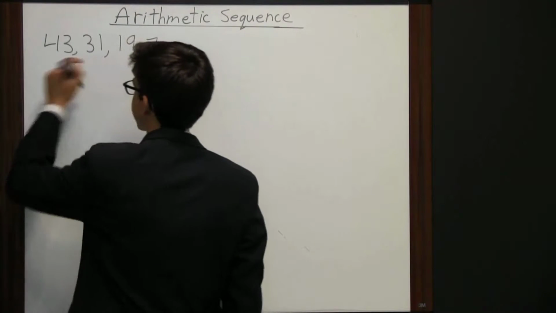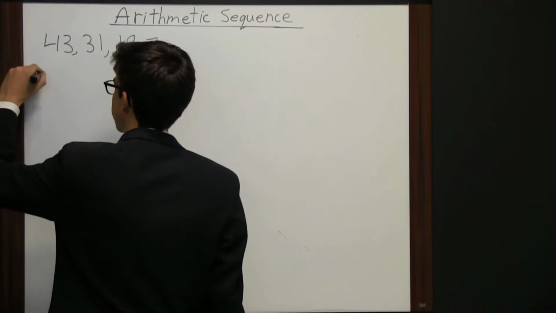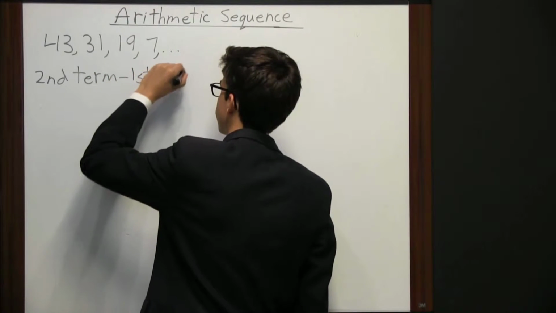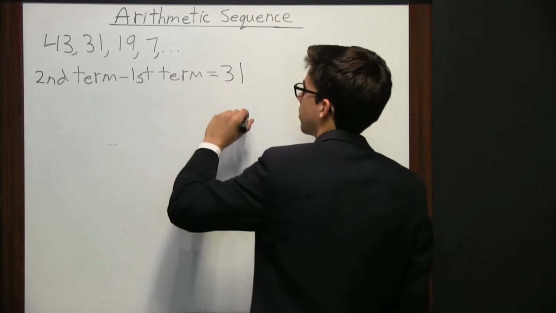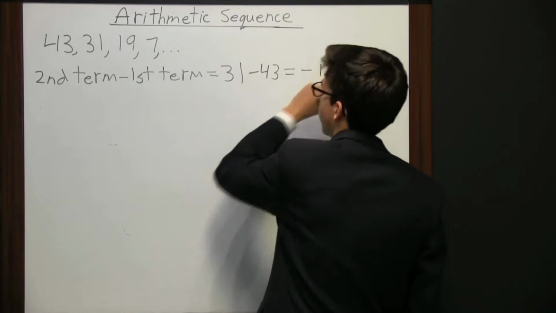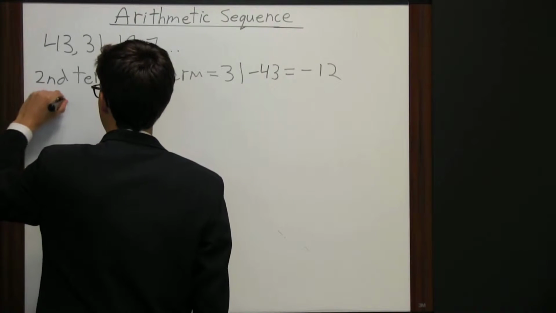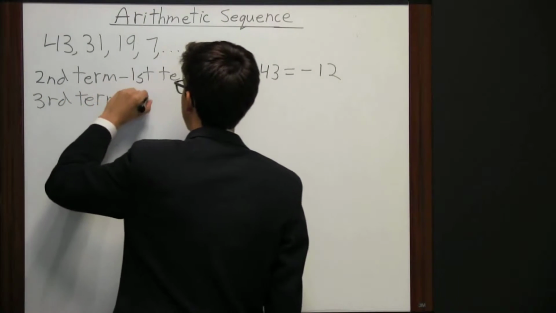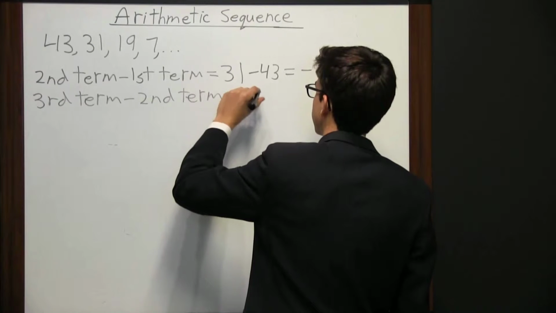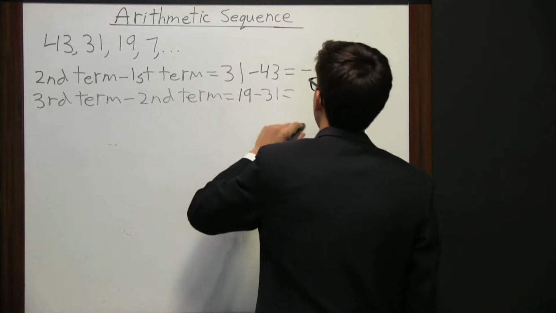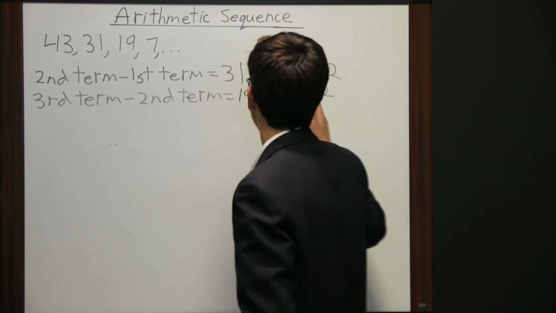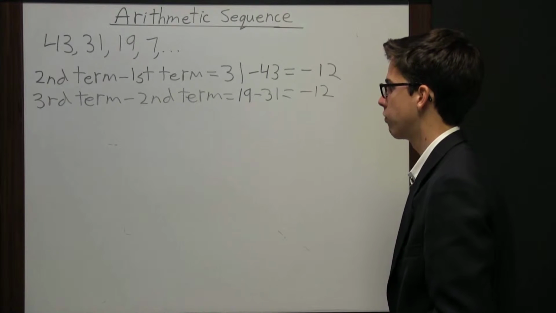So what we're going to do here is take this second term right here and do the second term minus the first term. So the second term is 31 minus the first term, which is 43, which gives us negative 12. Now, if we were to continue that and do the third term minus the second term, then we get 19 minus 31, which again gets us negative 12. So we're realizing here that each successive number is 12 less than the one before it.